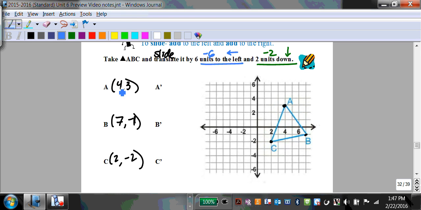I'm going to show you the mathematical way, and then I'll show you the shortcut way. Mathematical, this is what programmers have to do. So to all the x's, you are going to -6. So just do a little arrow, -6, all the x's. That's the horizontal. So 4 -6, that's -2. 7 -6, +1. 2 -6, -4.